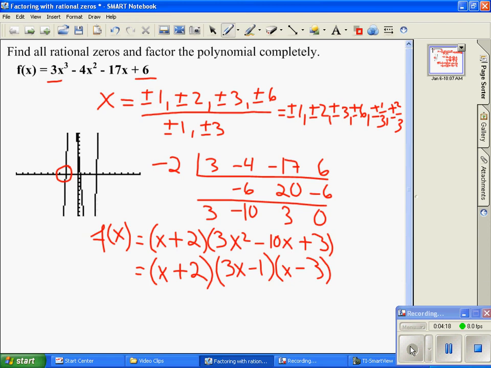Now if you needed to list the zeros, our zeros would be -2, which we found above. And then from the quadratic, if you set each factor equal to 0 and solve it, we get 1/3 and 3. Okay, so that completes the problem.